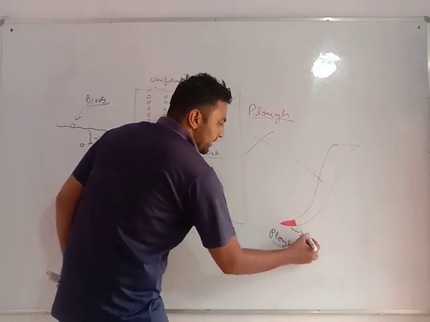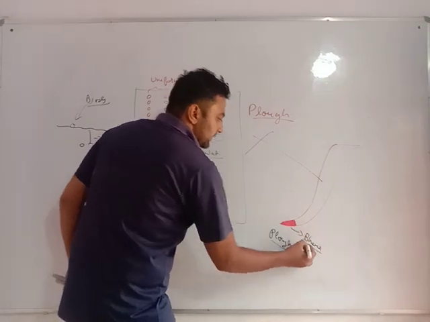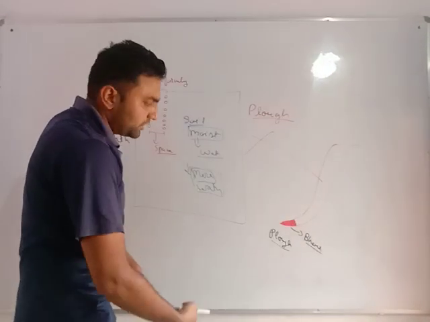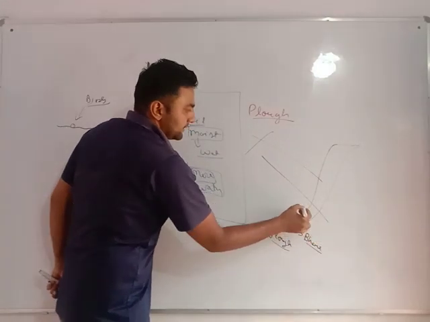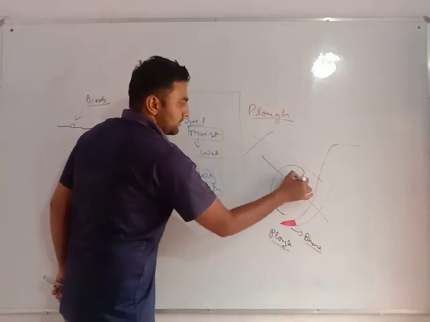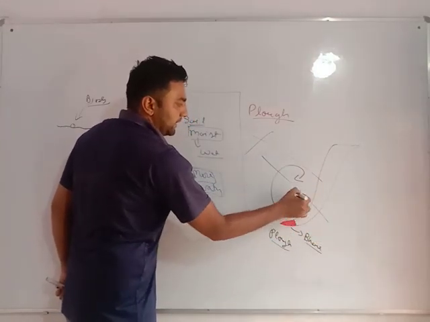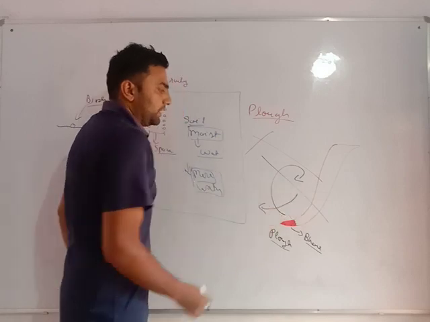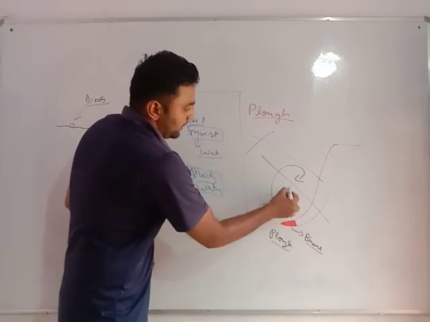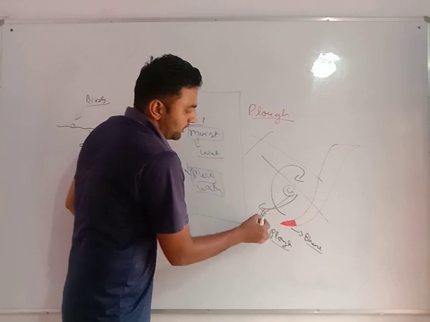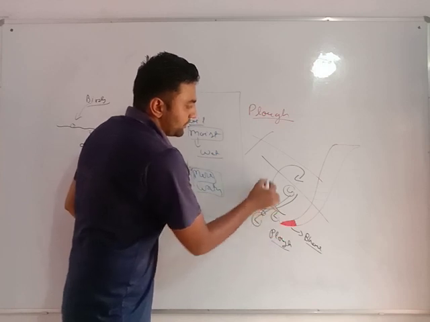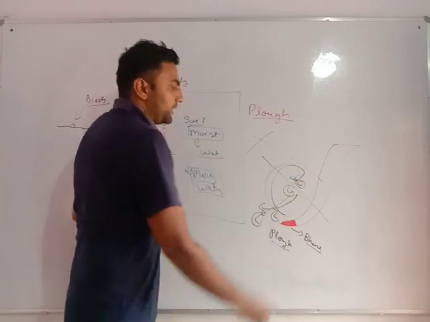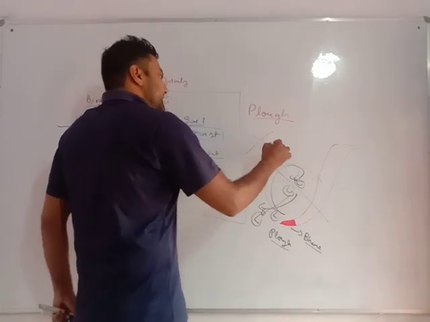This is a plow share. This is of iron, it goes into the soil. What it does is that it will throw this layer of soil here and this soil will come here. Means the upper part of soil will come to the lower part and the lower part of the soil will come to the upper part. Okay.